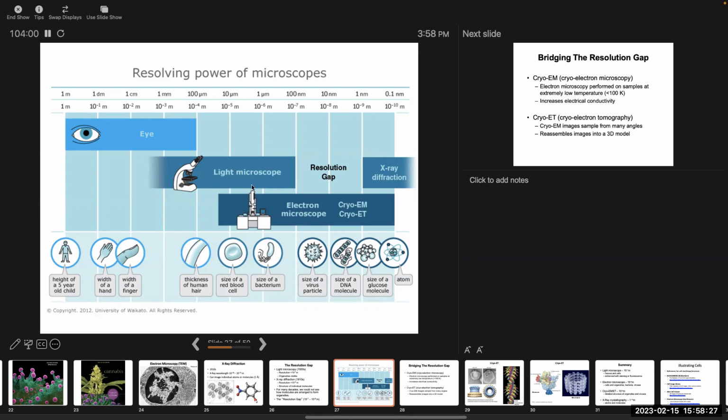Electron microscopy, which first started in the 30s and got better in the 40s, 50s, and 60s, began to extend our ability to see things down into that resolution gap. And then finally, just in the past 20 years, with the advent of cryo-EM and cryo-ET, we finally filled in the rest of that resolution gap. So we can now see how individual molecules are packaged together to form things like a virus or an organelle inside a cell.